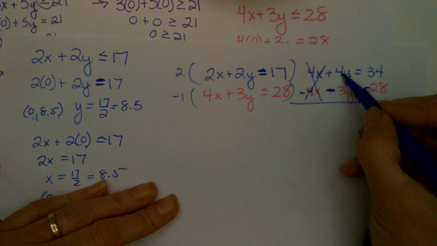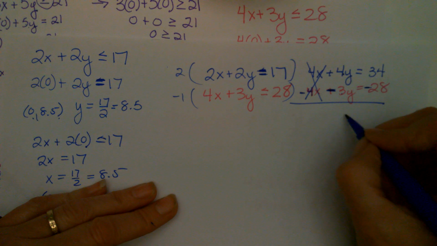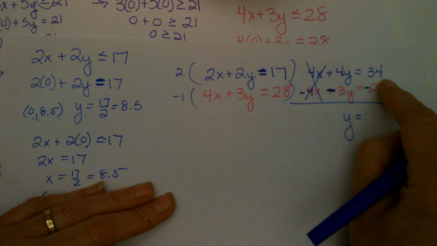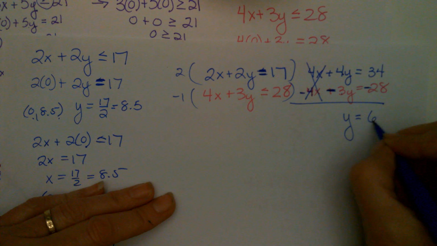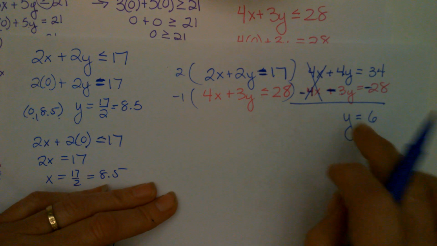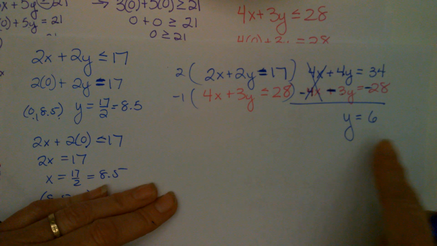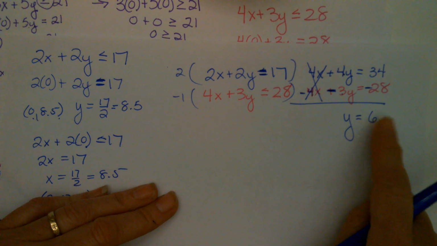I have 4y minus 3y, so I just have 1y left. And then I just have to figure out what's the difference between these two, 34 minus 28, and I just get 6. So I know that the y value of that point that we're looking for, where these two equations cross, is equal to 6.